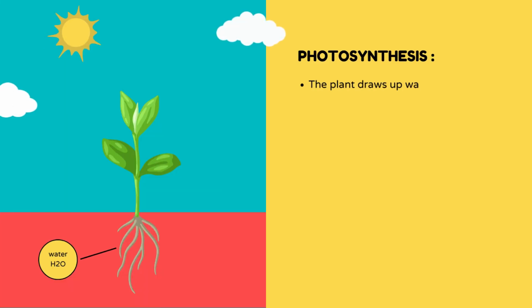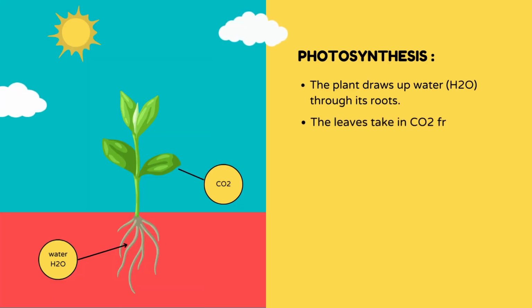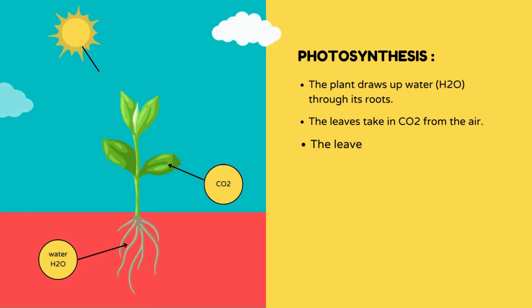Let's understand the process. The plant draws up water, H2O, through its roots. The leaves take in carbon dioxide, CO2, from the air. The leaves trap energy from sunlight.